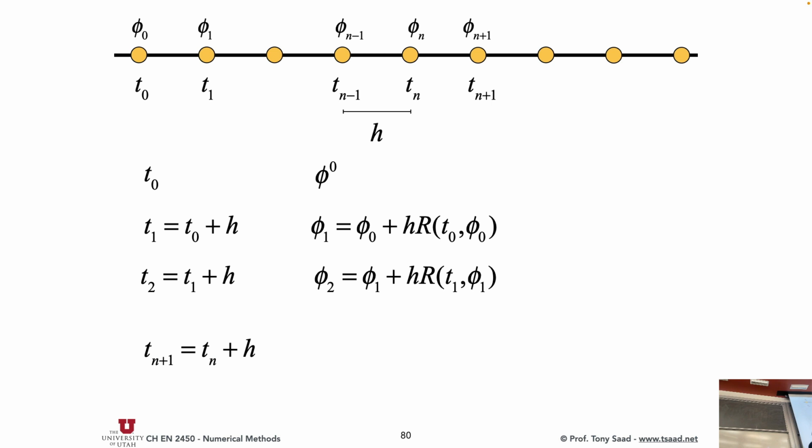Okay? Now, it's important to keep it this way. If you were to bring φ1 and substitute it over here, it gets very complicated. It becomes r of r of r of r of r, right? It's not worth it. That's not how you do it. You just build it one step at a time. Build it recursively. Same thing if you continue. φ3 is φ2 plus h r at t2 and φ2, and so on and so forth.